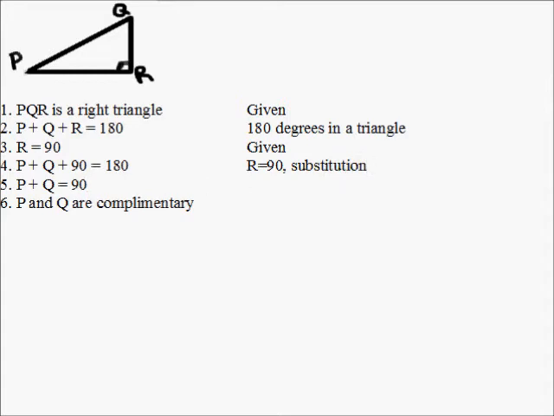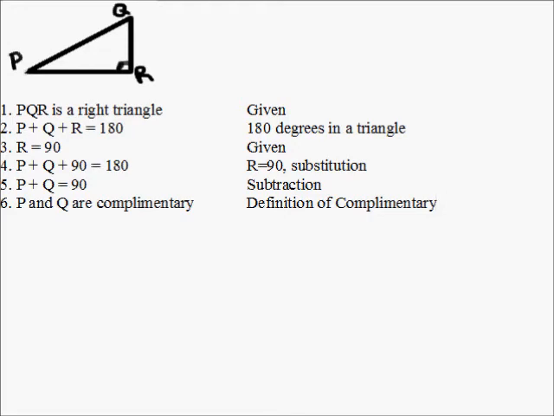Next, P plus Q is equal to 90 degrees. We subtracted 90 degrees from both sides of the equation in step 4. So algebra subtraction, however you want to state that, subtraction works just fine. Finally, P and Q are complementary. That's the definition. And that's what we're looking for in that question.